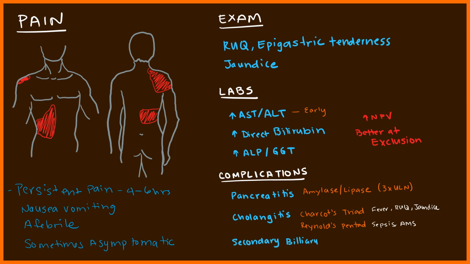And finally, keep in mind that patients with long-standing choledocholithiasis can develop cirrhosis known as secondary biliary cirrhosis, and this again requires some type of long-standing obstruction before this occurs.